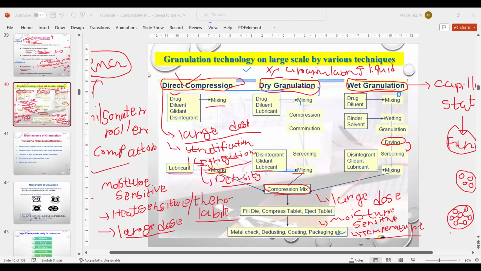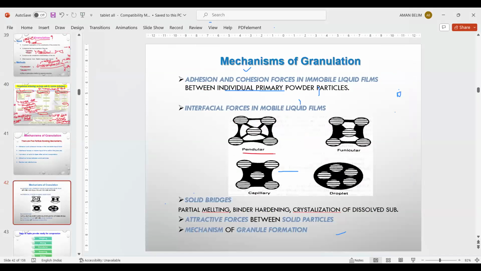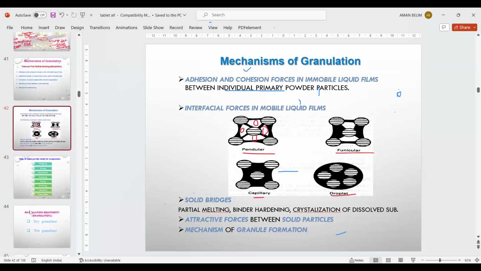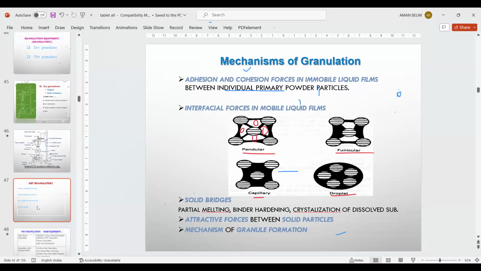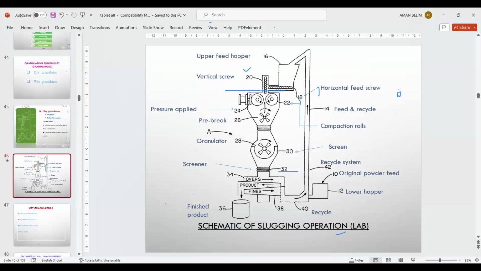So as we have discussed this mechanism, first is pendular, then funicular, then capillary, and then droplet state. As you can see, these gaps are getting filled. And this is the Chilsonator roller compactor. They have written slugging operation, which is for dry granulation, right?